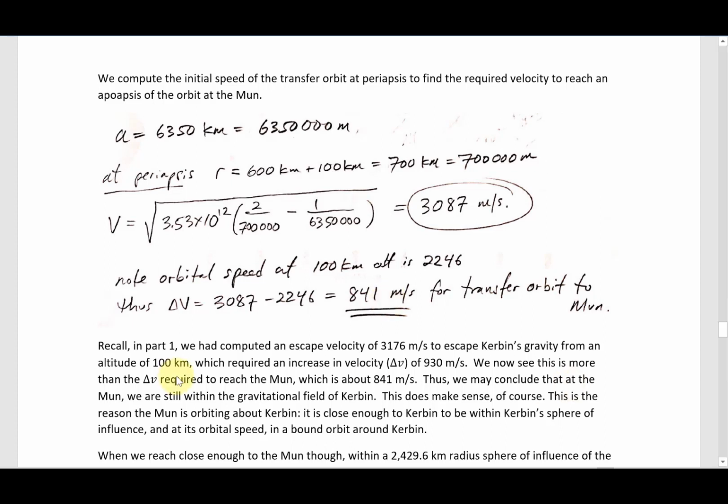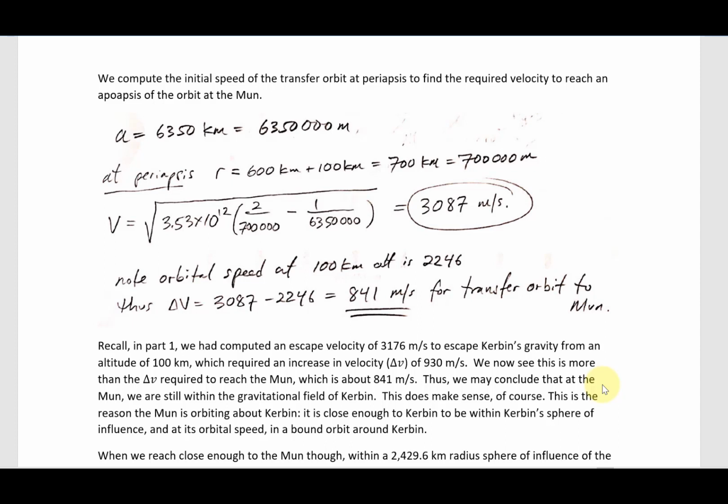Now recall part 1, we had computed an escape velocity of 3,176 meters per second to escape Kerbin's gravity from an altitude of 100 kilometers, and that would require a delta V of 930 meters per second. So we can now see this is more than the delta V required to reach the Mun, which was about 841 meters per second. That's less than the delta V required to escape the gravity of Kerbin. And we conclude that at the Mun, we would still be in the gravitational field of Kerbin.